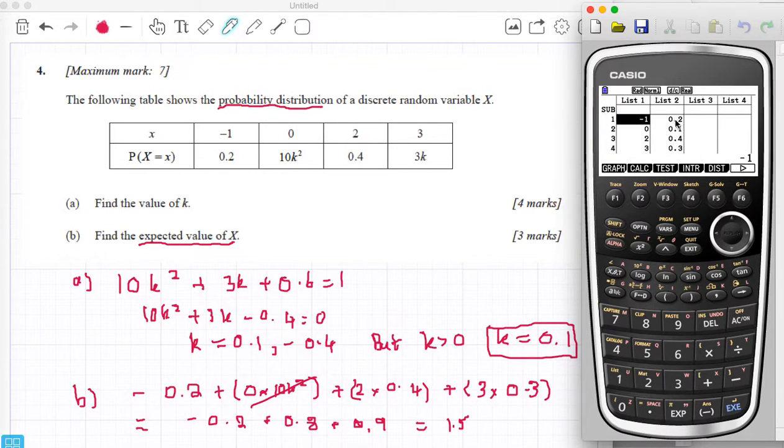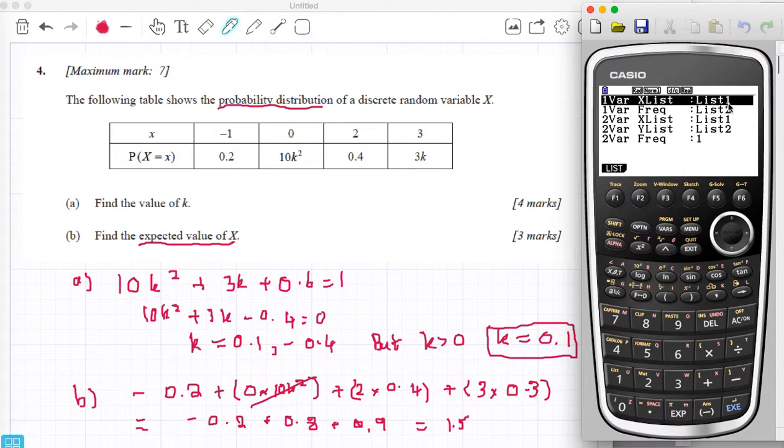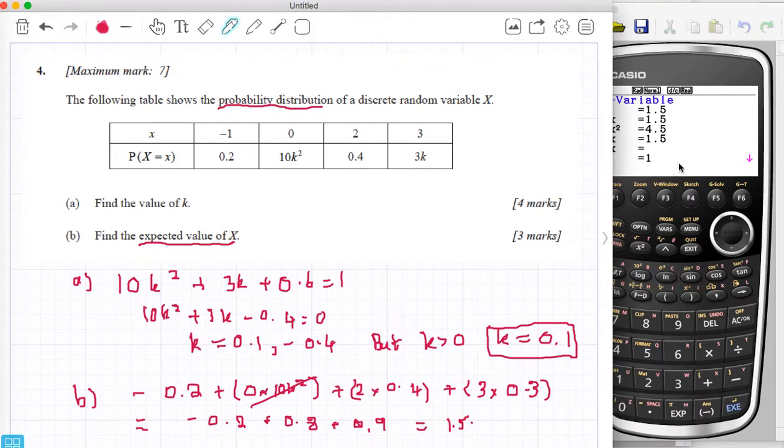So this is 0.2. This one, by the way, when I typed it in, just to make sure I didn't make any mistakes, I typed it in as 10 times 0.1 squared. K is 0.1. No mistakes, it came out as that. Now, if I now go to calc and I make sure that I've set for list 1, list 2 is the frequency, and I work it out, I get the x bar, which is the expected value or the mean.